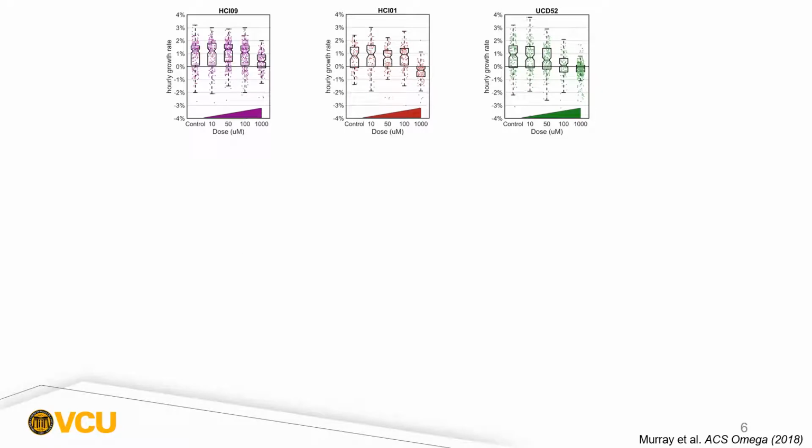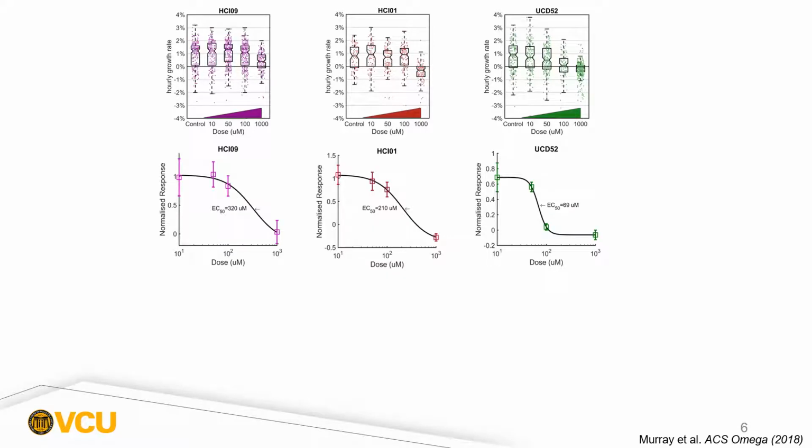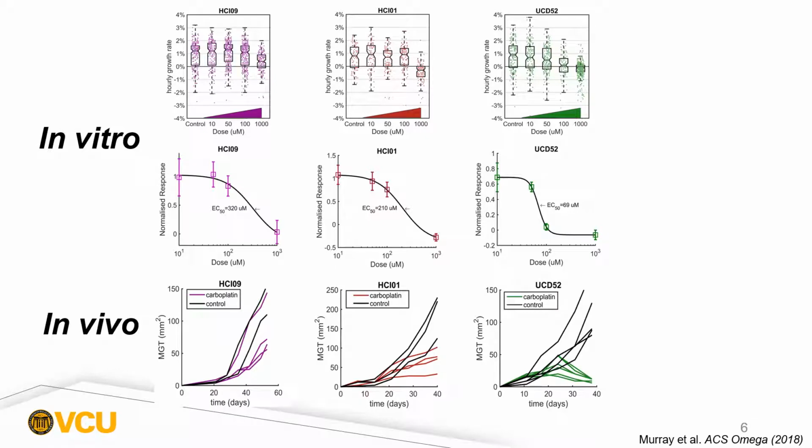So as you can see from these plots, HCI09 was the most resistant tumor, while UCD52 was the most sensitive. We then performed each experiment 3 times to confirm and develop dose-response curves, which again show HCI09 was the most resistant, UCD52 was the most sensitive. Then we compared our in vitro results to in vivo results.